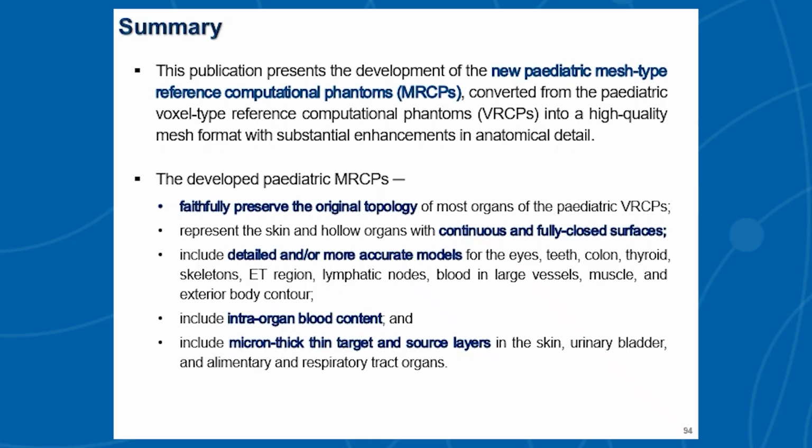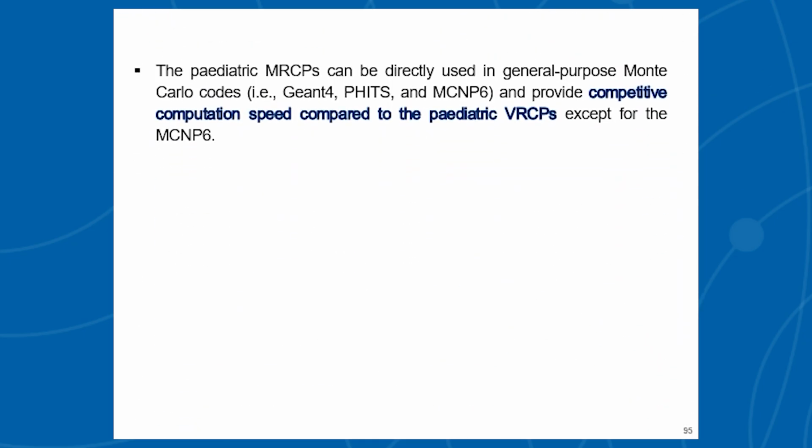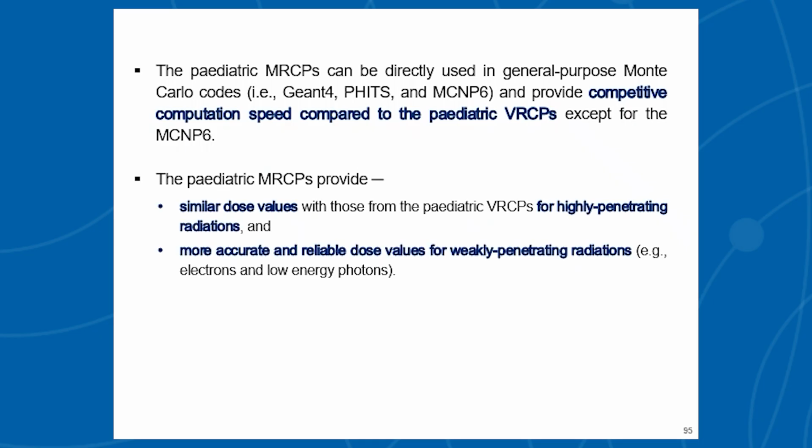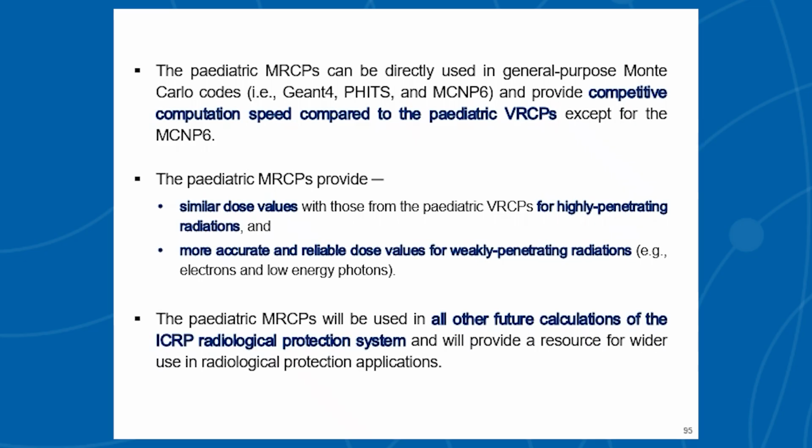The developed phantoms can be directly used in the general-purpose Monte Carlo codes, such as Geant4, PHITS, and MCNP6, and provide comparable computation speed compared to the voxel phantoms, except for MCNP6. The pediatric mesh phantoms provide similar dose values for highly penetrating radiations, but more accurate and reliable dose values for weakly penetrating radiations. The developed phantoms will be used in all future calculations of the ICRP radiation protection system and also provide valuable resources for wider use in radiation protection applications.